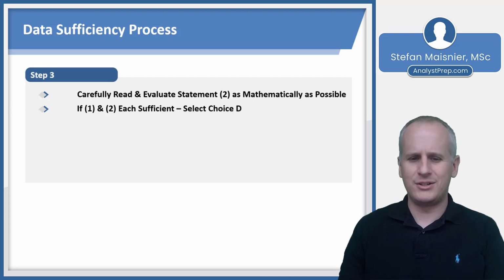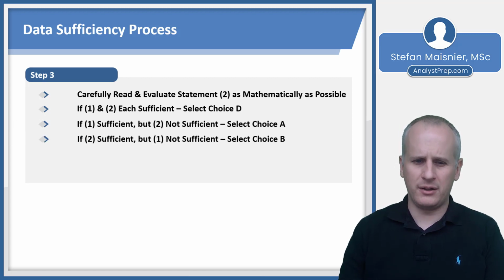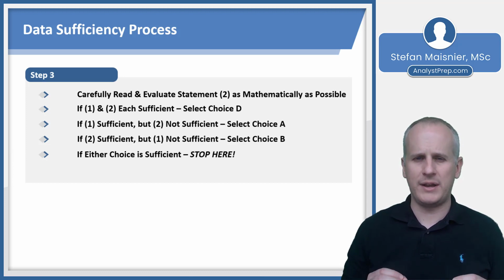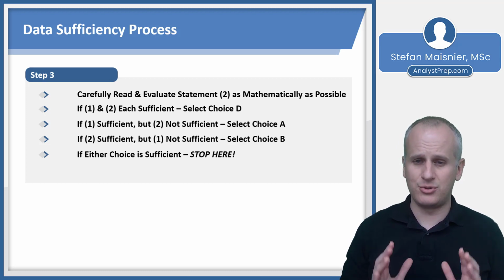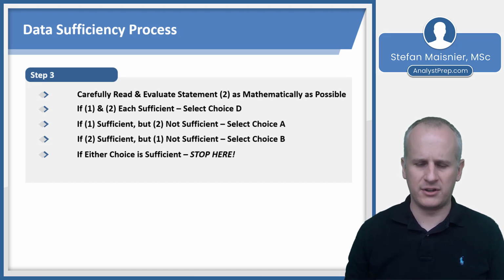So if 1 and 2 are each sufficient, you're going to select D immediately. If 1 is sufficient, but 2 is not sufficient, you'll select A immediately. If 2 alone is sufficient, but not 1, then you'll select B immediately. If either choice is sufficient, you stop here. Do not continue evaluating the conditions together if either of them alone are sufficient, because if you do that, you'll talk yourself into a trap seat. So you have to make sure you stop your evaluation at this point if either alone is sufficient, because you'll have selected D, A, or B at this point.